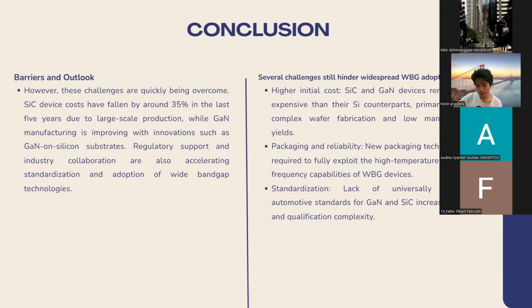However, these challenges are rapidly being solved, as SiC costs have dropped about 35% in the last 5 years thanks to mass production, while GaN manufacturing is improving with innovations like GaN on silicon. Strong regulations and industry cooperation are also speeding up standardization and adoption of wide bandgap technologies. Several challenges still hinder WBG adoption. Higher initial cost: SiC and GaN devices are more expensive than silicon. Packaging and reliability: new packaging techniques are required to fully exploit the high temperature and high frequency. And standardization: there is a lack of universally accepted automotive standards for GaN and SiC.